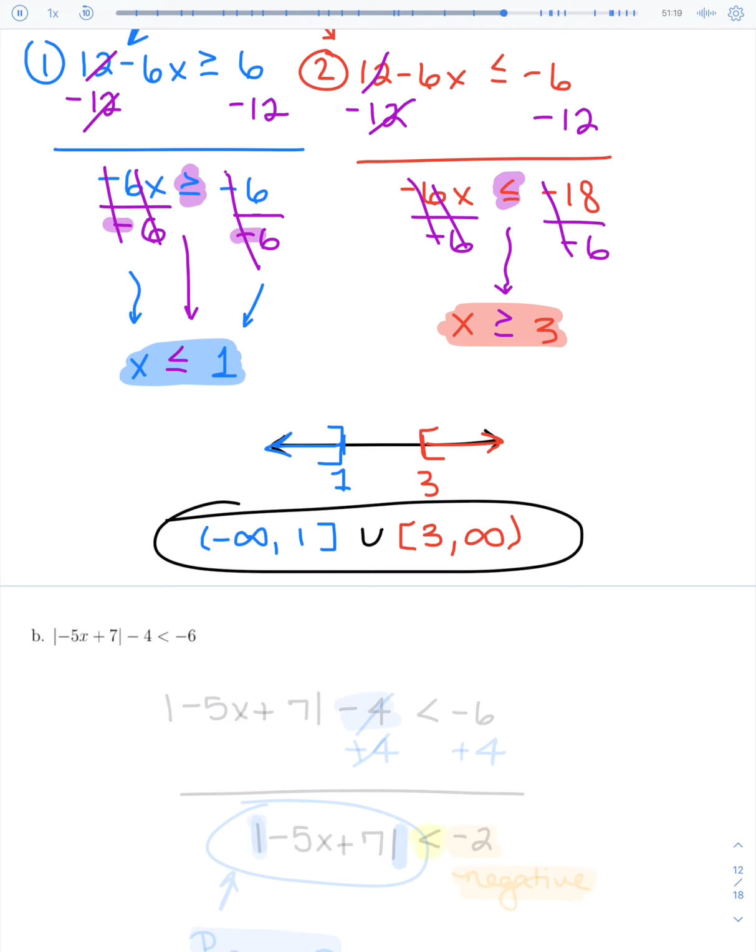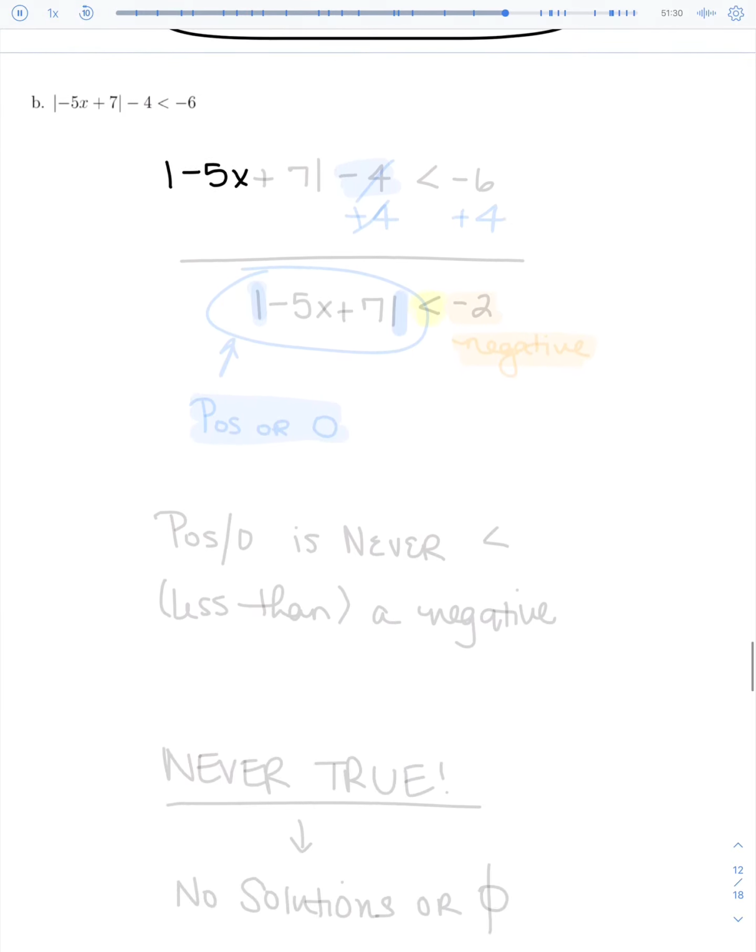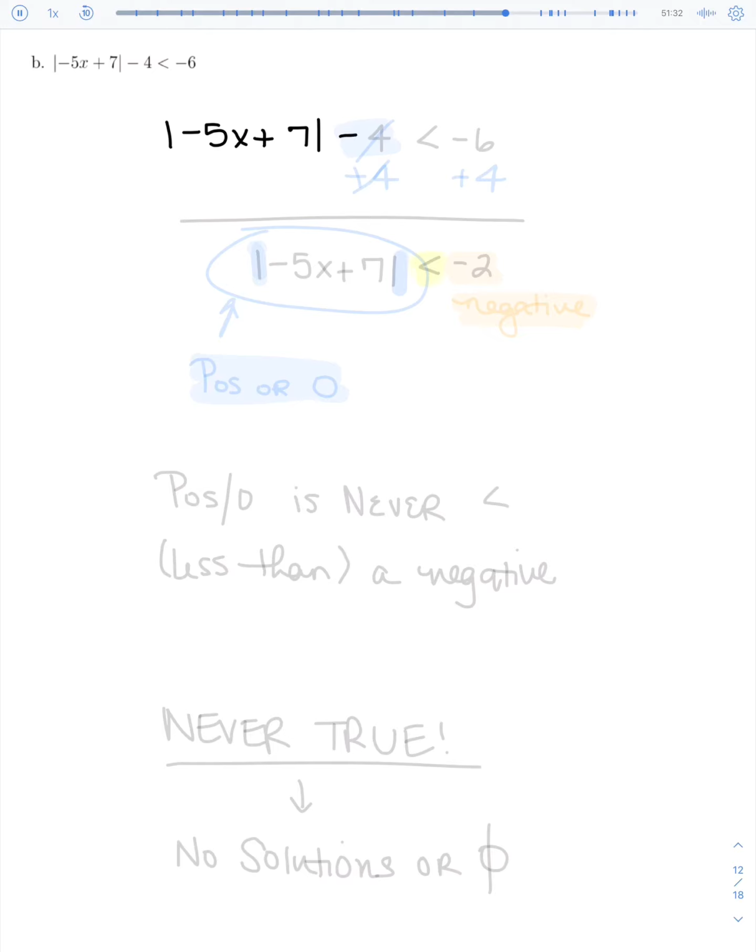Continuing along for problem B. In problem B, let's see what we've got. We've got the absolute value of negative 5x plus 7, minus 4, is less than negative 6. Okay, for this one, again, we have an issue because we have this minus 4 that's dangling off to the side of our inequality here.